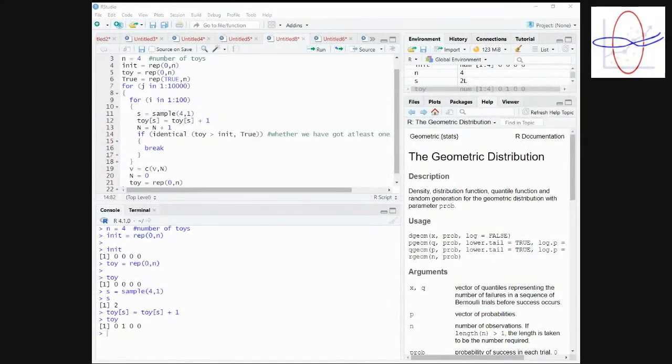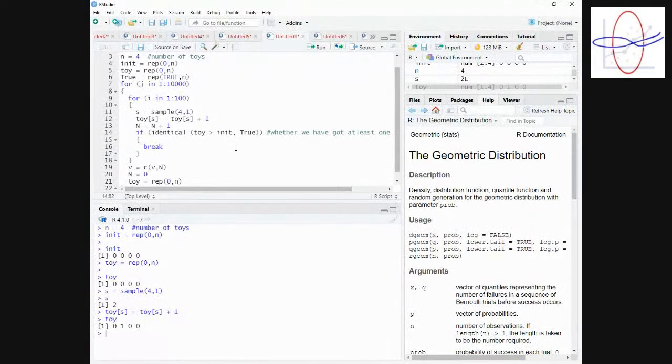So we check whether we got at least one toy of each type. Here we are understanding whether we have got at least one or not. If at least one of them is 0, this will not be greater than init. So x is greater than y when there are two vectors in R, means x is individually greater than each of the individual elements.